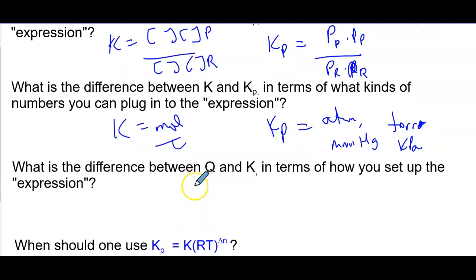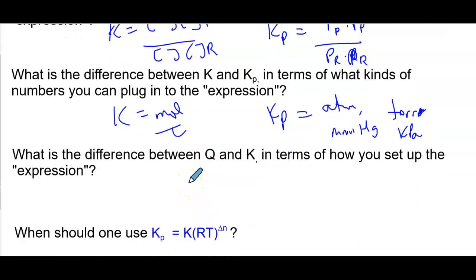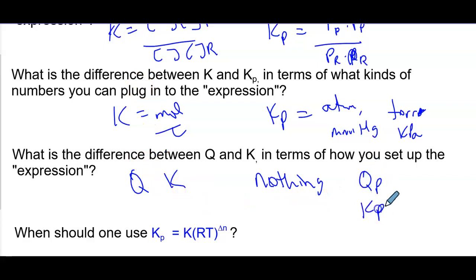The next question says, what is the difference between Q and K in terms of how you set up? Nothing. Same set of rules. I can do a Q or a K, and I would follow this. Or I can do a Qp or a Kp, which follows this idea. So Q and K are the exact same thing. Q just means not at equilibrium. K means at equilibrium. So going forward, if we're not told it's equilibrium, we have to assume it is not.